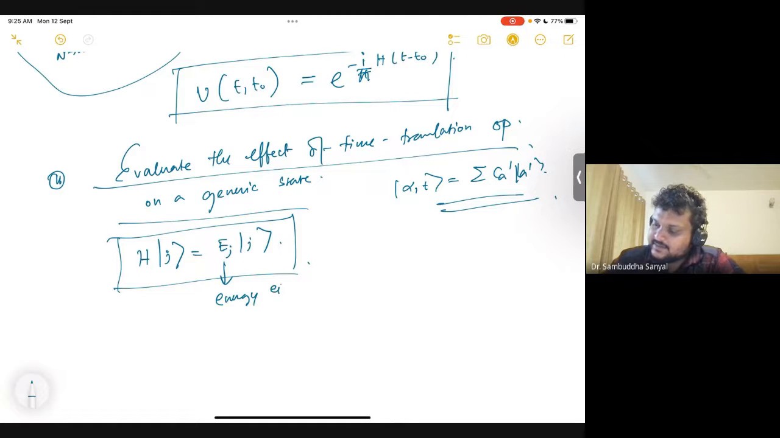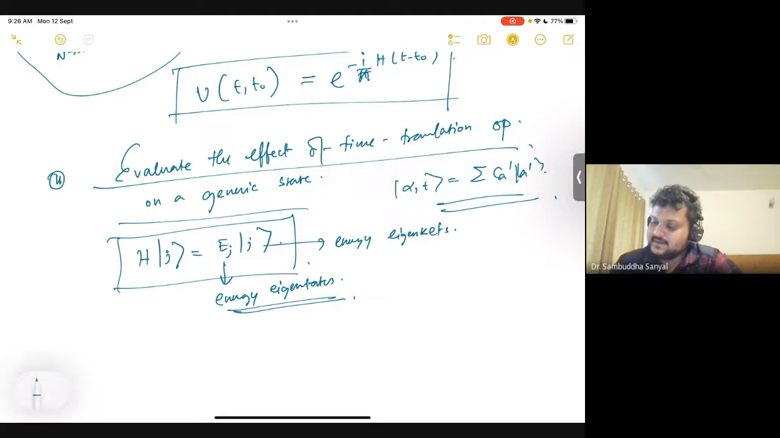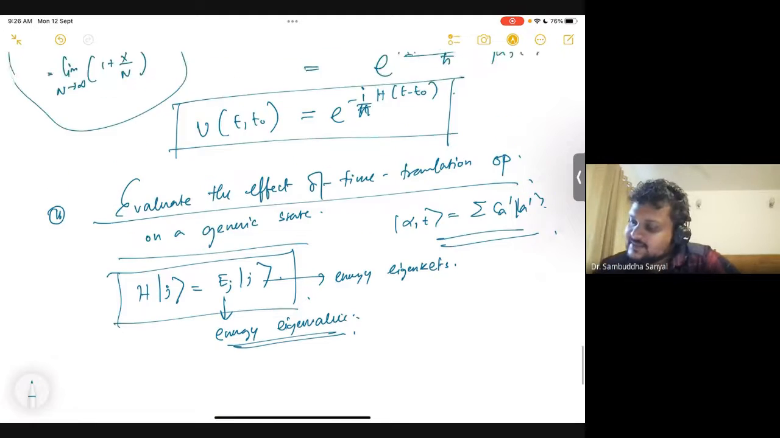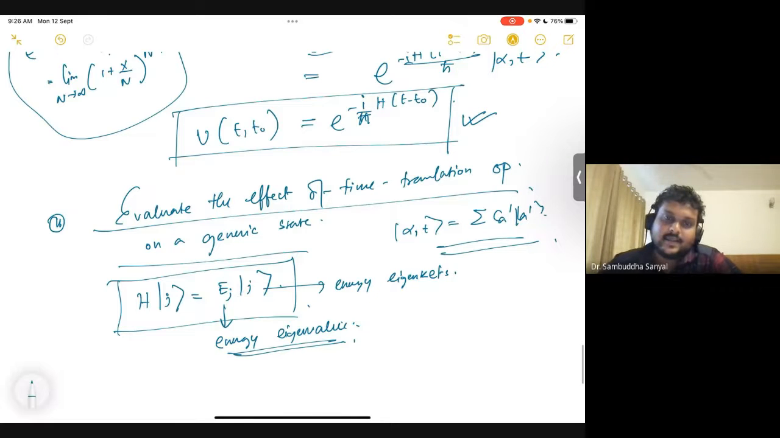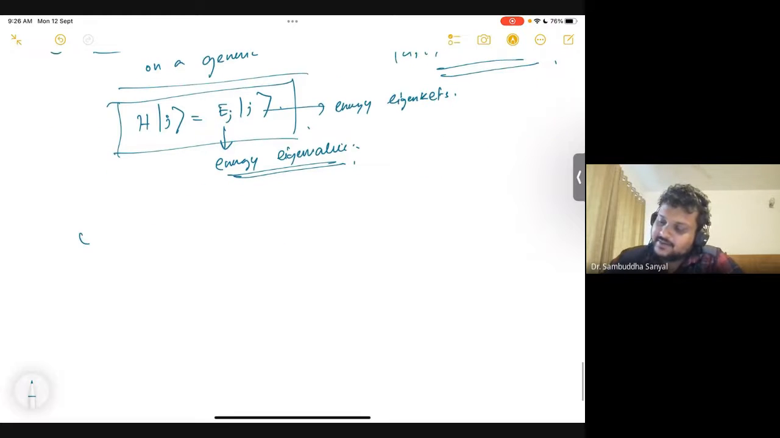So they are energy eigenstates because they have dimension energy, and they are energy eigenkets. This is the energy eigenvalue. Why is it easy? Because in this basis, this operator is diagonal, and H is also diagonal. So let's see how it is particularly useful.